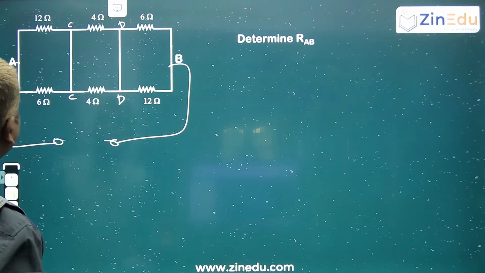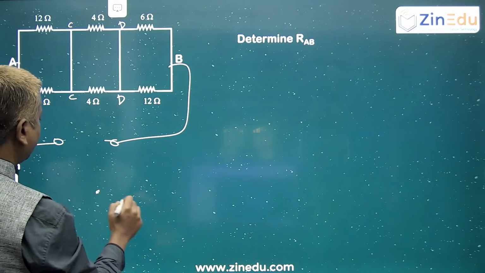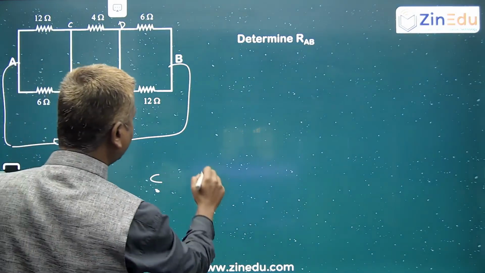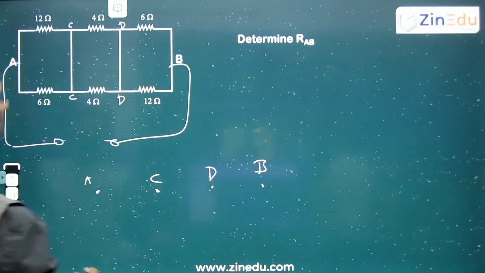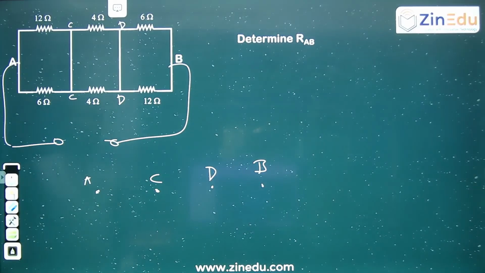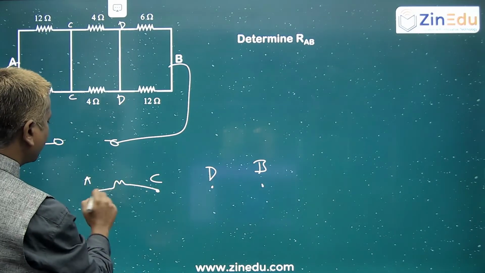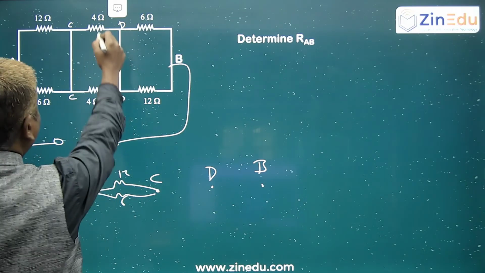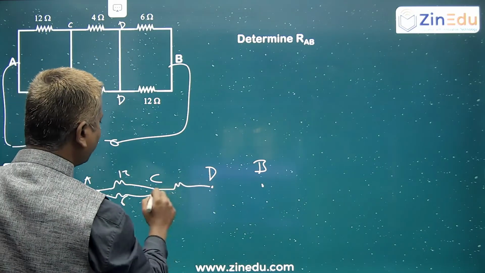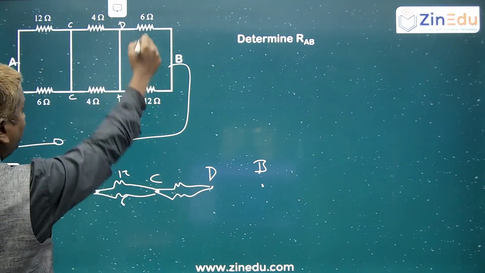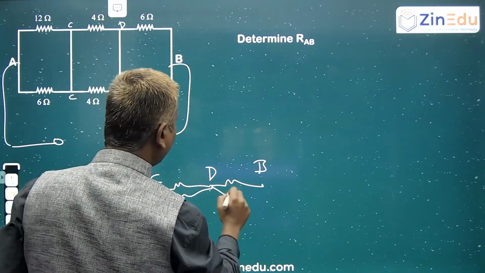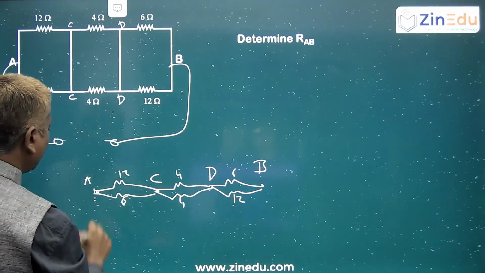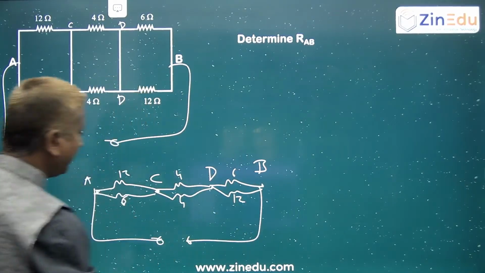You can redraw this if you want. This is A, this is C, this is D, and B. Between A and C, 12 and 6, both of them are in parallel. And between C and D, 4 and 4, of course, they are again in parallel. And between D and B, 6 and 12, they are also in parallel. What they are asking is between A and B.